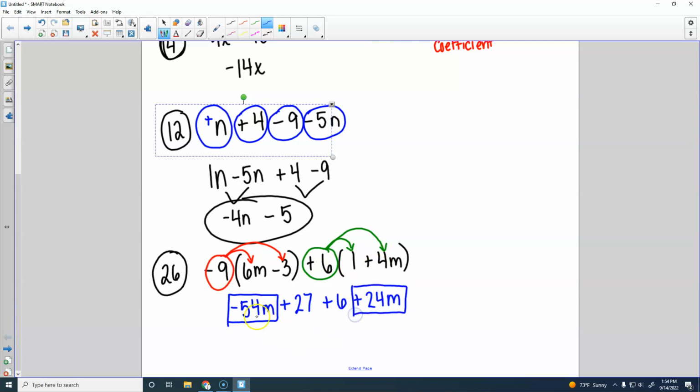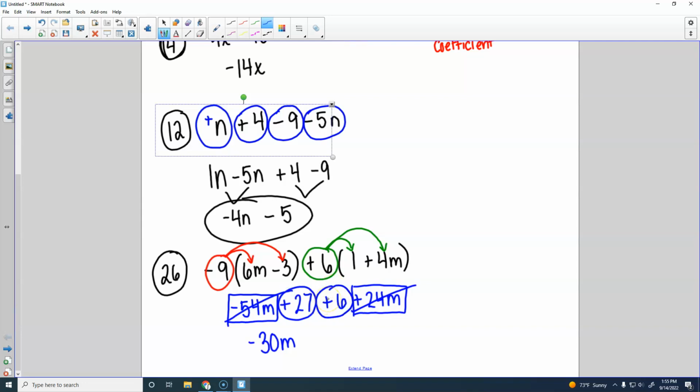So I've got a -54 and a positive 24. What's that going to give me when I put those together? -30m. And then I'll mark them off because they have been combined. And then I've got other stuff. Sometimes if you have a longer list, I'll use different shapes. So I'll put a circle around this and a circle around this.